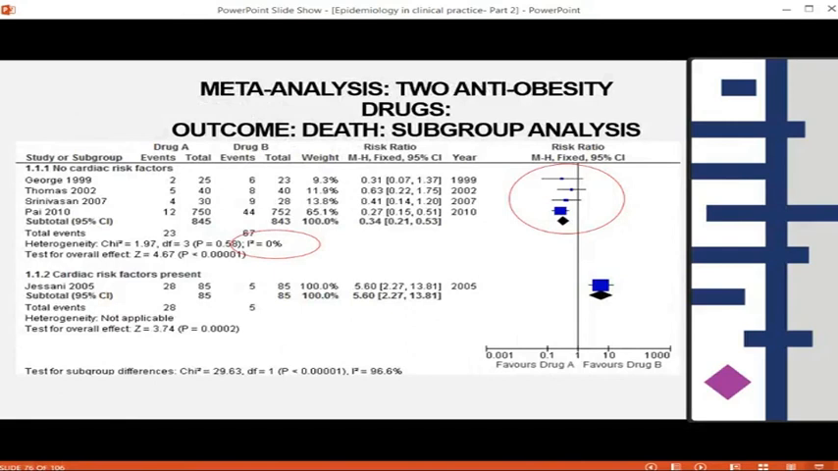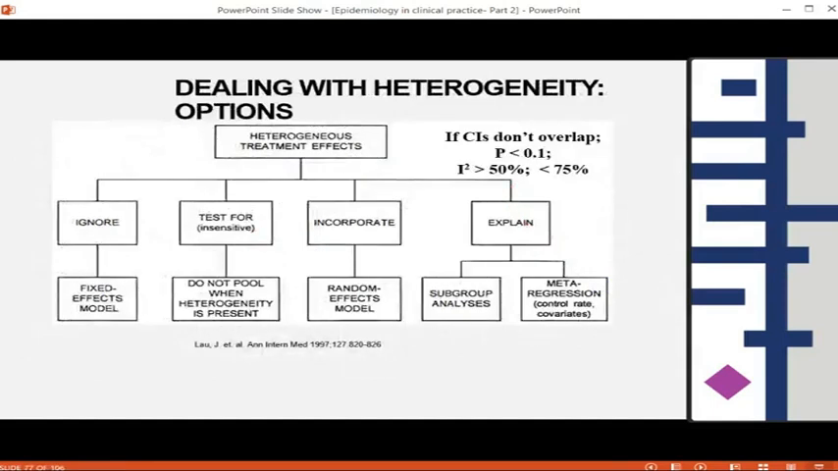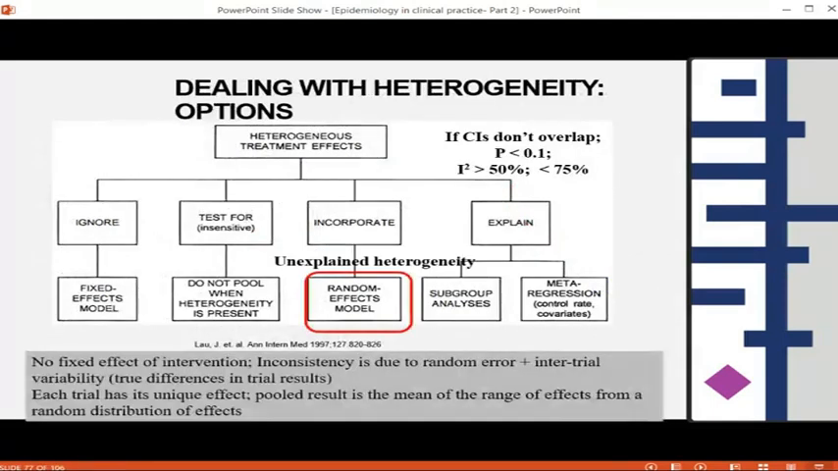We are not very sure about Jesani's results because it's only one study, but it seems to indicate that if you've got cardiac risk factors, drug B is better than drug A. So that's how we've explained the heterogeneity in the meta-analysis. Now, the final way: what if you can't explain the heterogeneity? You've got a lot of variation in results.